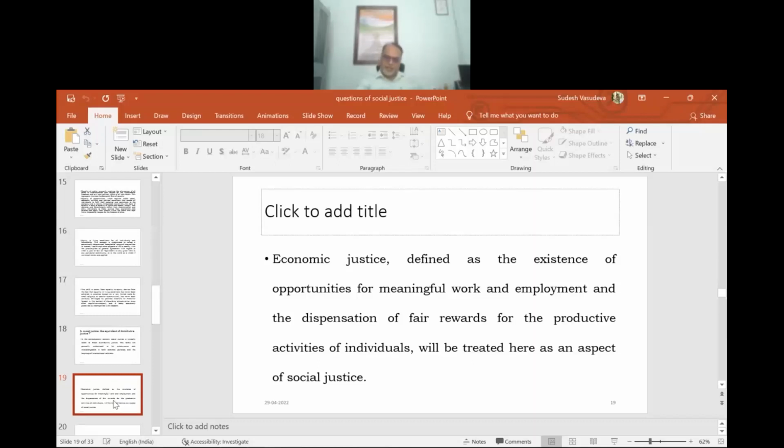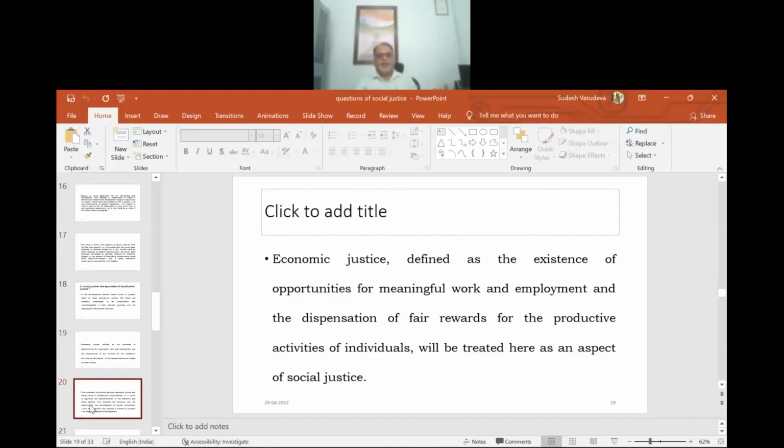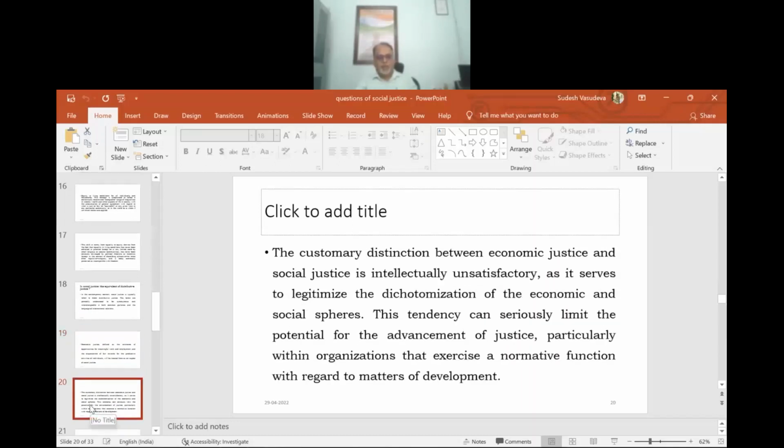So economic justice is understood as part of social justice as long as there are opportunities for meaningful employment and there is dispensation of fair rewards for productive work. So the customary distinction between economic justice and social justice is intellectually unsatisfactory, as they say, because it serves to legitimize the dichotomization of economic justice and the social sphere.